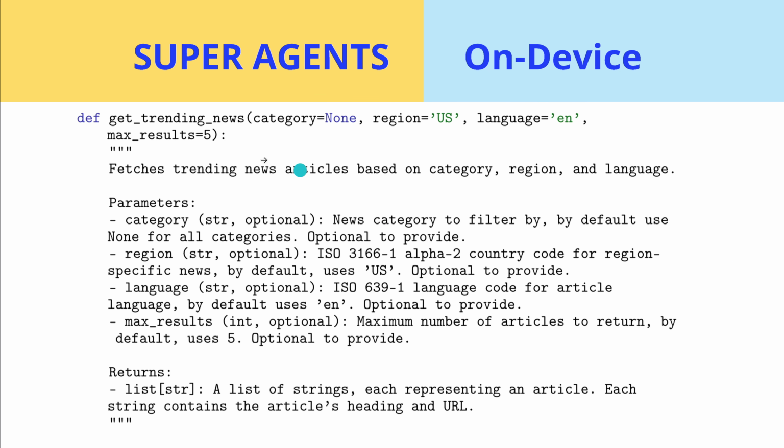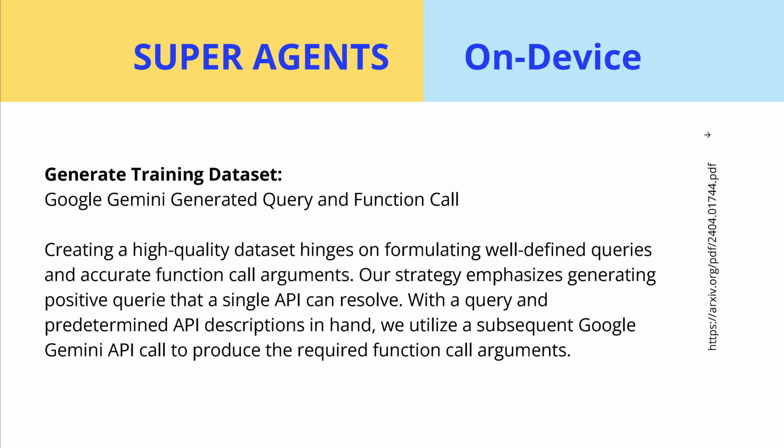Now, of course, if you have your function, and here, for example, you wanted your LLM on your phone to get trending news. Here you have now your detailed explanation of what you want to do with this particular function call. So, for example, it fetches the news article based on a category, on a region, and a particular language, the maximum result, what should be returned, and so on. You know this here from OpenAI. And of course, if I tell you we have to fine-tune GEMMA 2B, we need here a very specific training data set. And of course, Stanford uses Google Gemini to generate here the query and the function calls.